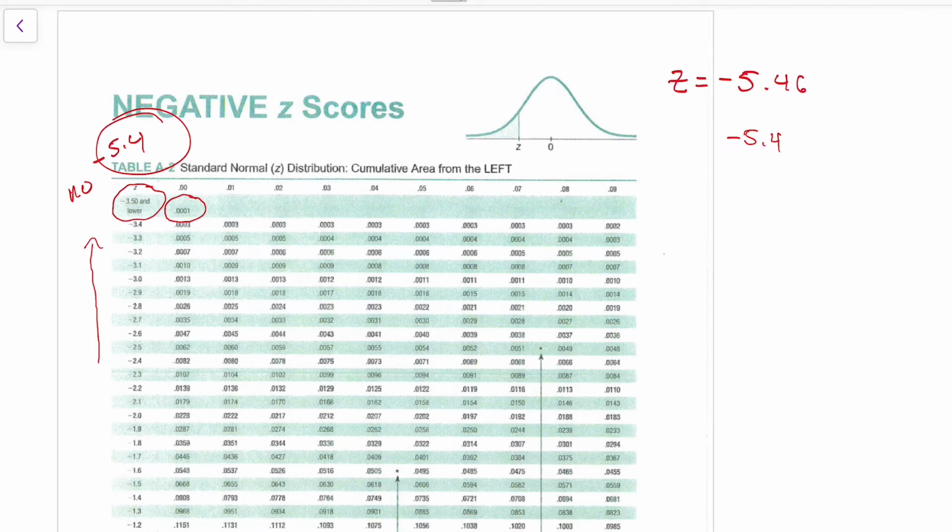I can just assume that the probability to the left is just that small, 0.0001. So we can say that our probability of negative 5.46 is going to be 0.0001. We can take that value back over to our problem and finish this solution.